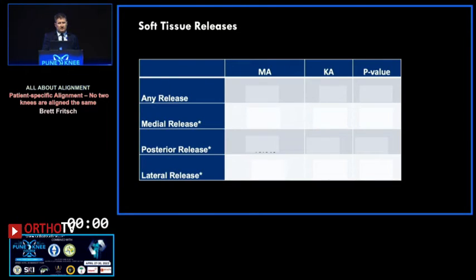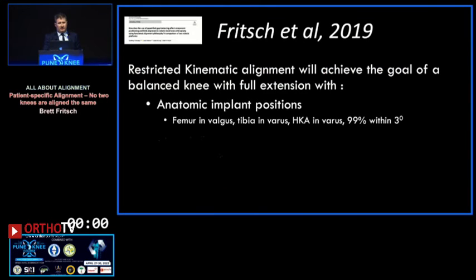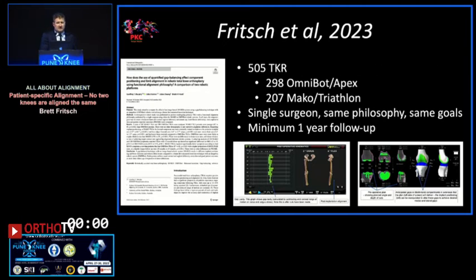This is the slide I think most important. Any releases, 72% of my mechanically aligned knees needed a release versus 3.3% in the KA group. So a drastic release of soft tissue intervention. So with those off-axis alignment, we get less bony resection, less soft tissue release, and good extension.